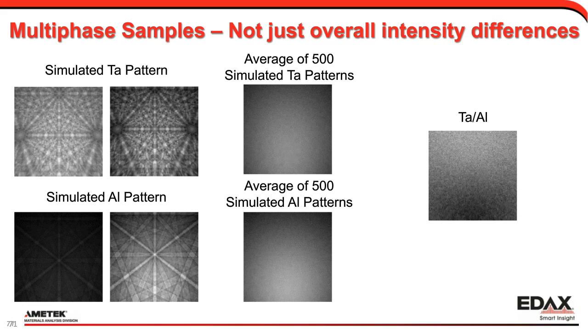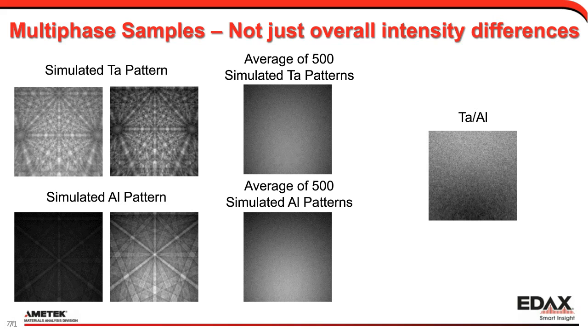In fact, if we divide the tantalum by the aluminum, the two simulated background patterns, you can see there is a gradient remaining. So even though we could simulate or use the same background, we wouldn't quite get the optimal results because the gradients are slightly different. And that just has to do with the physics of scattering.